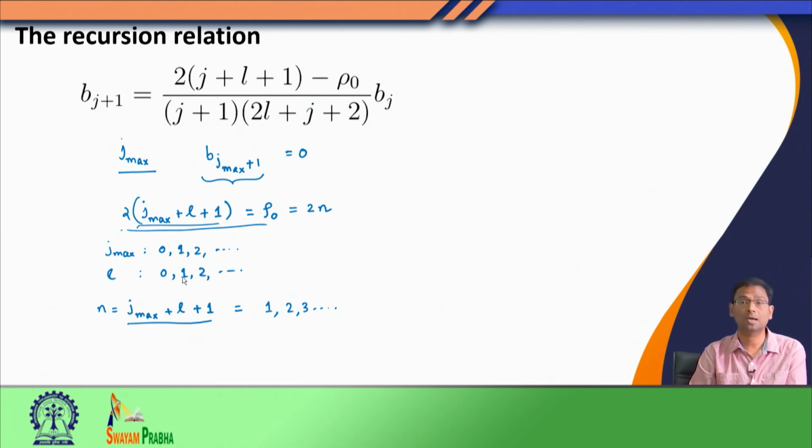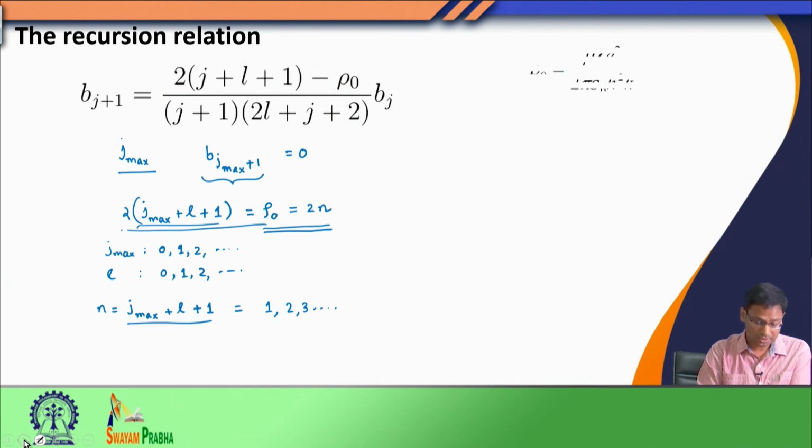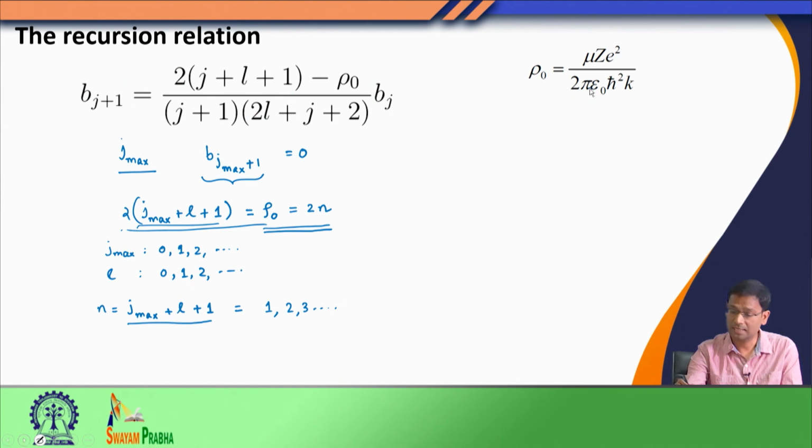n equals 0 is not allowed, because this term has a plus 1 over here, and L and j max have their lowest possible value as 0. So, the lowest possible value of n is 1 and not 0. Now, we have this new condition that the series will truncate when rho 0 is equal to 2n. Now, let us see what our rho 0 is. We had defined this rho 0 as mu, which is the reduced mass of the system.